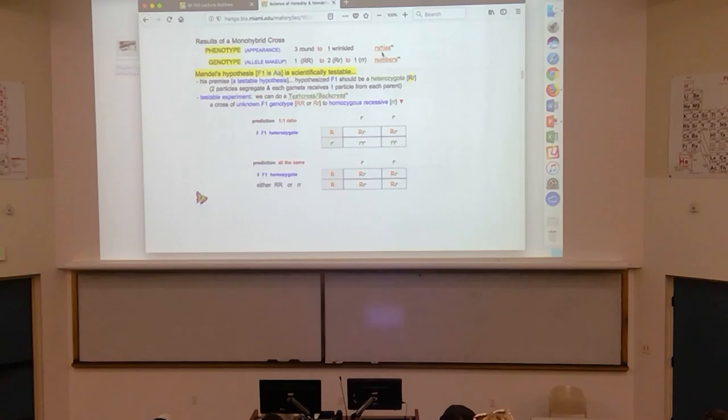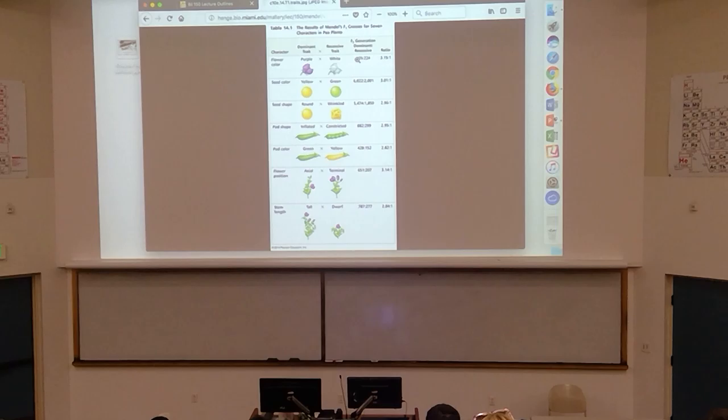We can look at the ratios, okay? The ratios will never be an exact 75-25, 3-to-1. It'll be an approximation. It's a statistical sample, etc. And so as long as you're close enough to the numbers to represent 3-to-1, you'll have a classic monohybrid cross. 3-to-1 means it's a monohybrid cross. And we'll come back and see why that's significant in just a second.